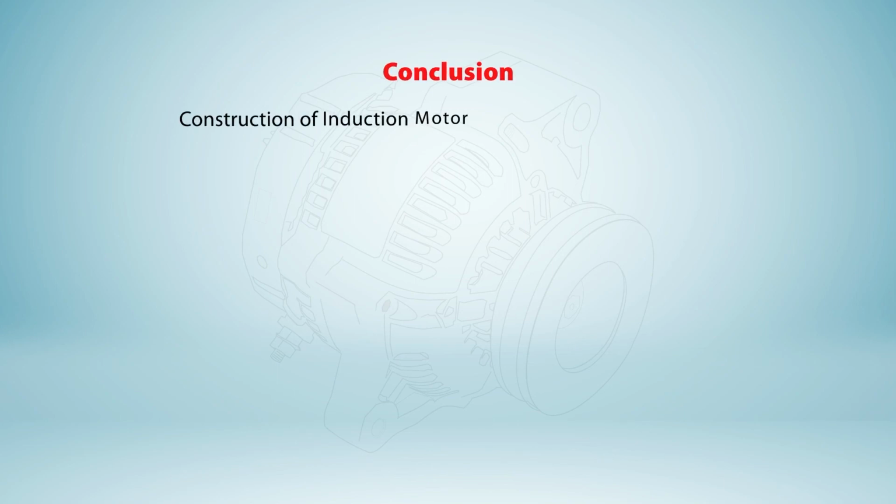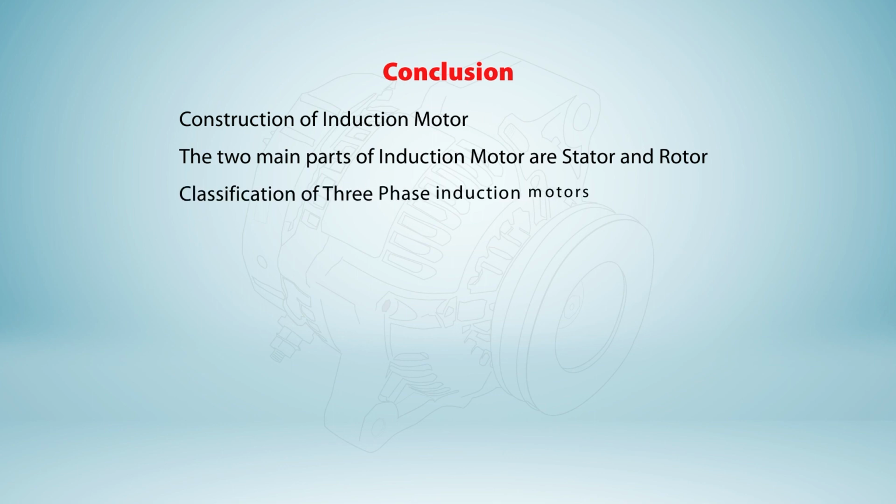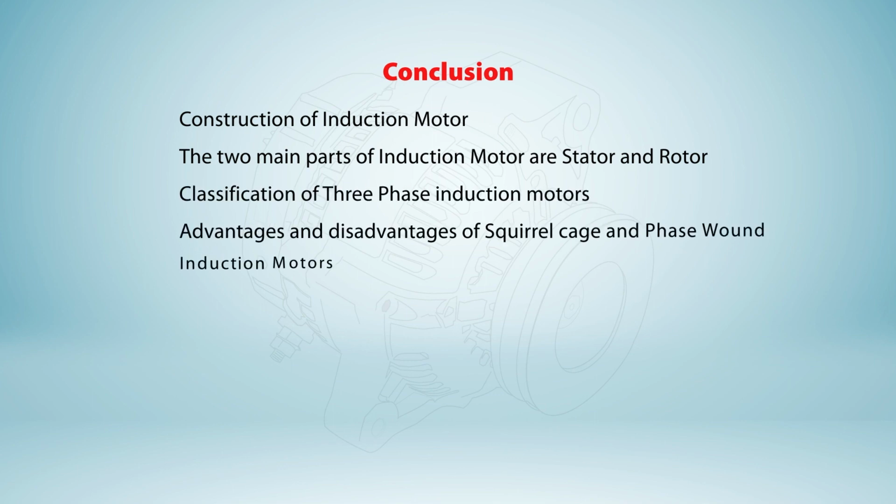So in this module we discussed the construction of the induction motor, the two parts basically the stator and the rotor, and then the classification of induction motors, and the classification depends on the design and construction of the rotor circuit. The stator is common. So, squirrel cage induction motor or phase wound induction motor. The phase wound induction motor is also called the slip ring induction motor.